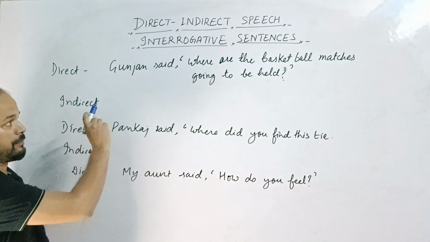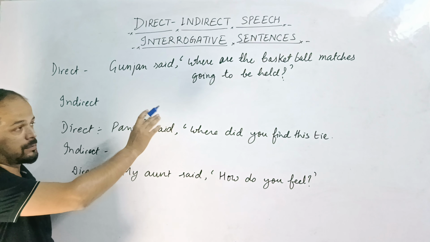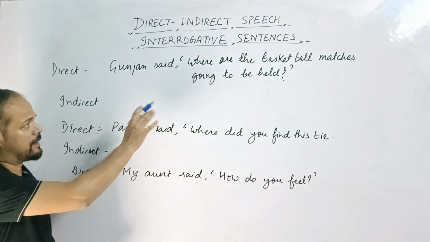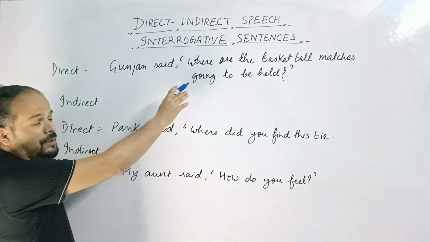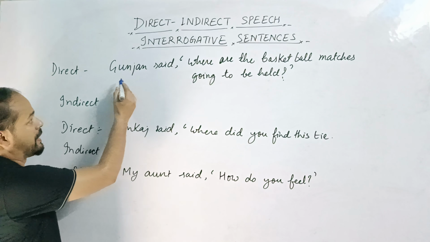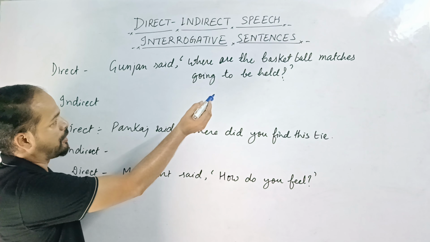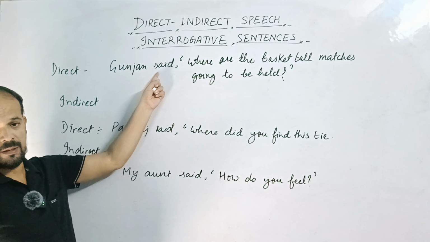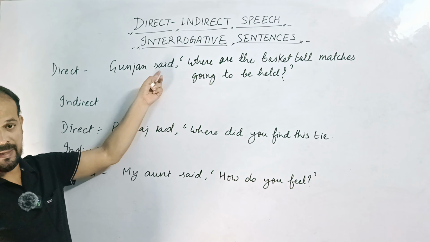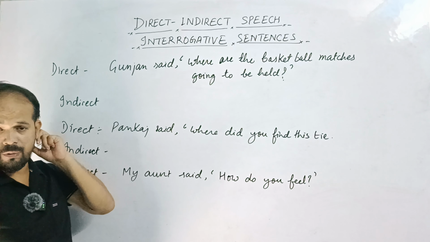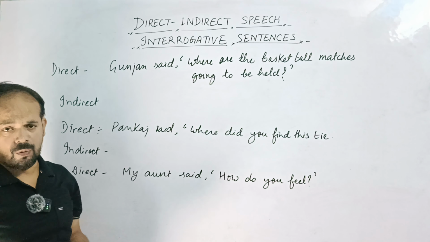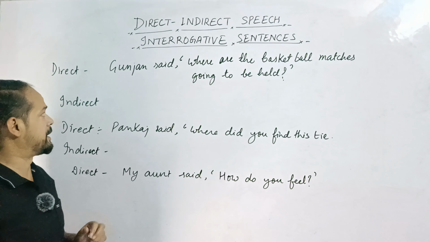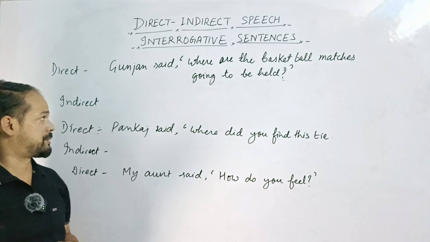So in this case, we are now talking about type 1. Okay, whether it's type 1 or type 2, it doesn't matter. We are dealing with the questions starting with the question words. So here Gunjan said, where are the basketball matches going to be held? So we will have to change the reporting verb said into asked, inquired, or wanted to know, or demanded. Generally we can use asked.